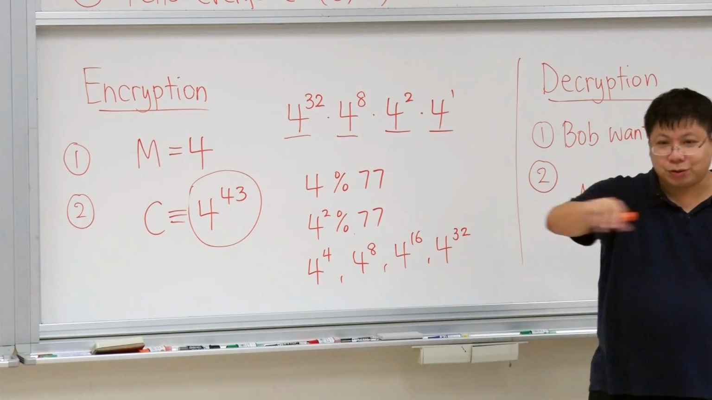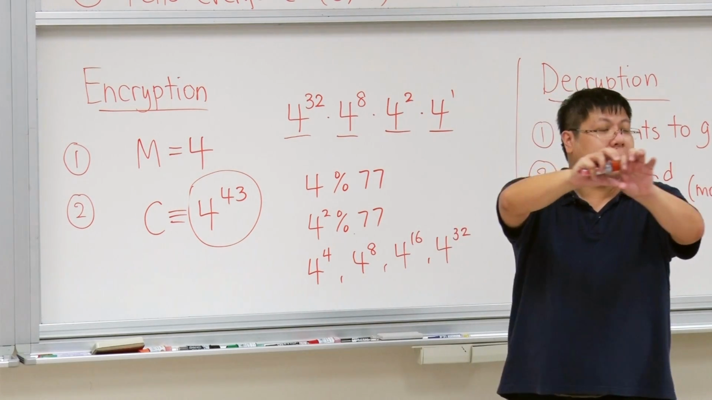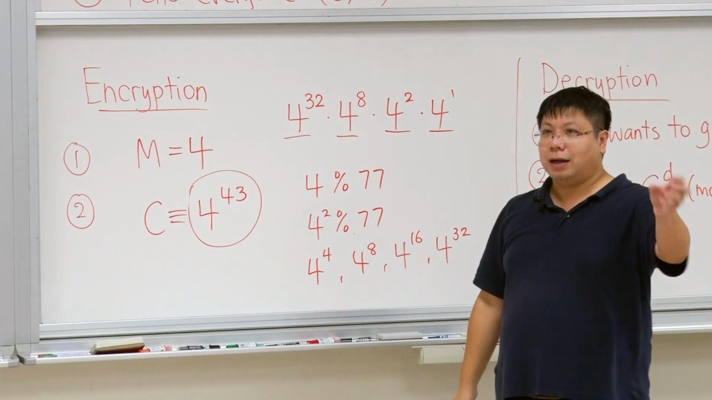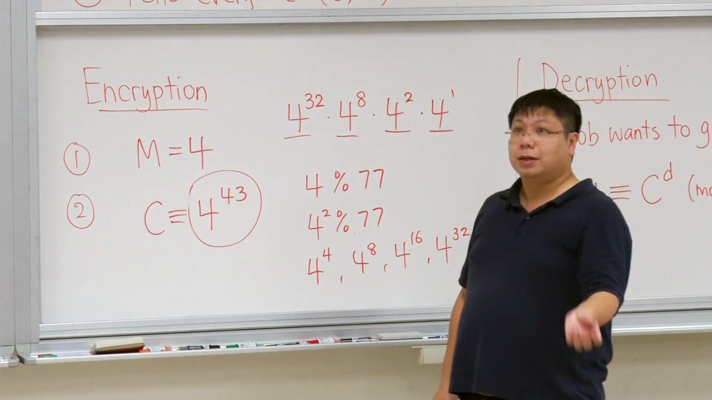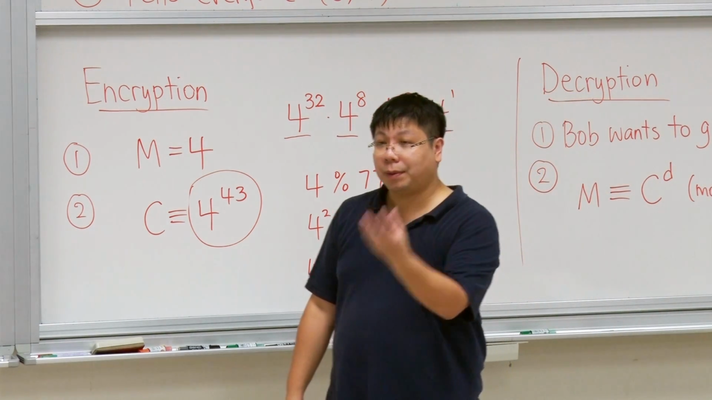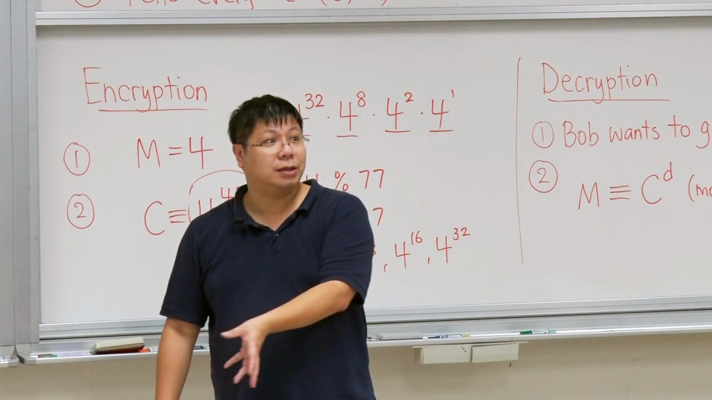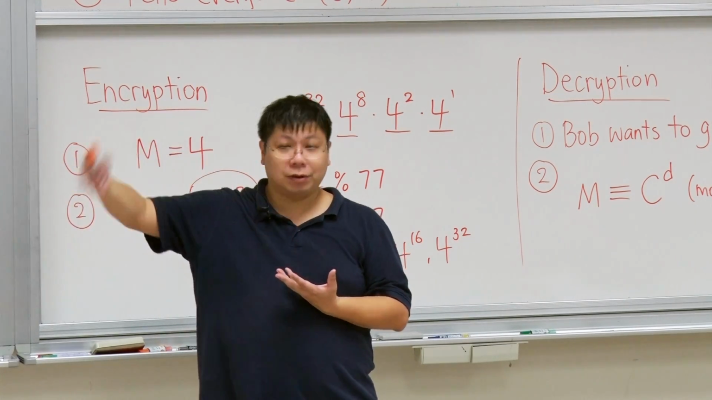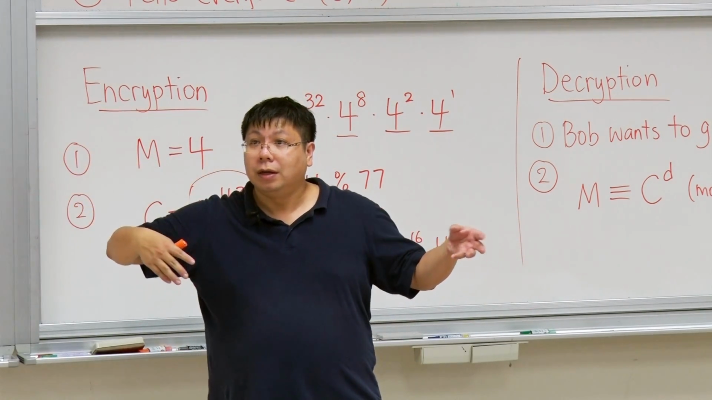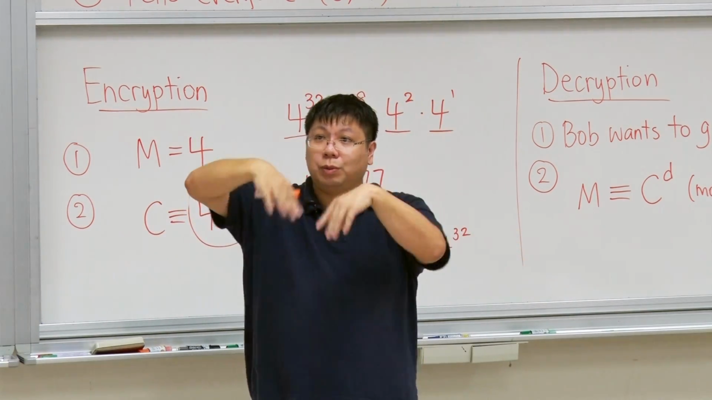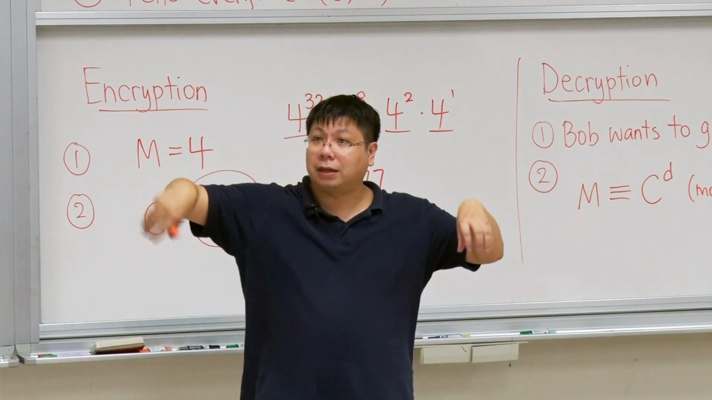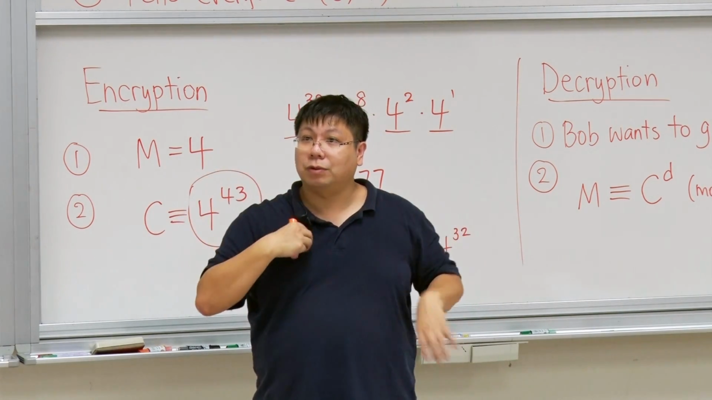So one way to do this is to create an array. The first entry, you store 4 to the power 1. The second entry, store 4 to the power 2. The third, 4 to the power 4, and then 4 to the power 8, 4 to the power 16, 4 to the power 32, and if necessary, 4 to the power 64, and so on. And then you look at the number 43, you get the binary representation, you know which parts are needed. You multiply the corresponding parts, and then get what you want.